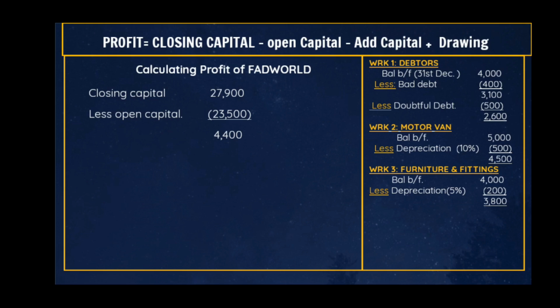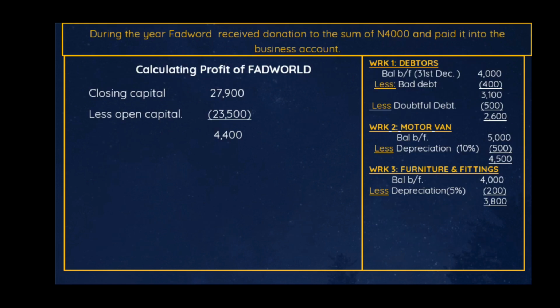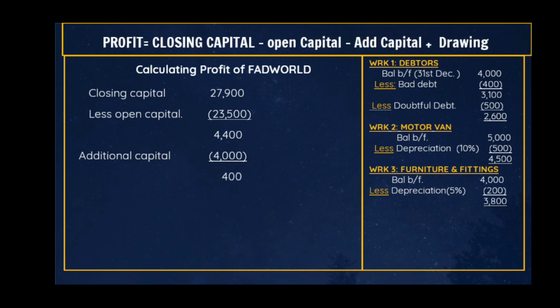Do we have additional capital? Yes. If you look at the third additional information during the year, Fadwa received a donation to the sum of 4,000 and paid it into the business. That 4,000 is additional capital, so we are going to deduct it. Less additional capital, which is how much? 4,000 naira. So 4,400, if we subtract 4,000 naira from it, we are going to have a balance of 400 naira.